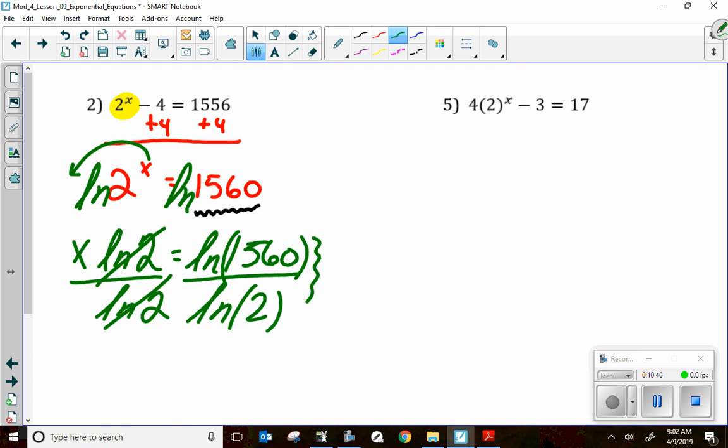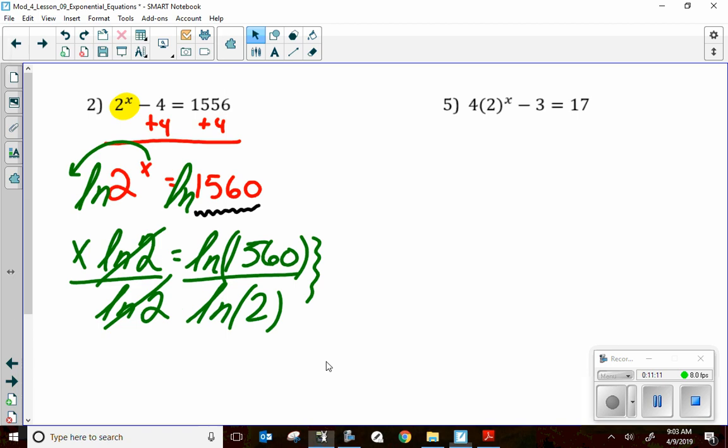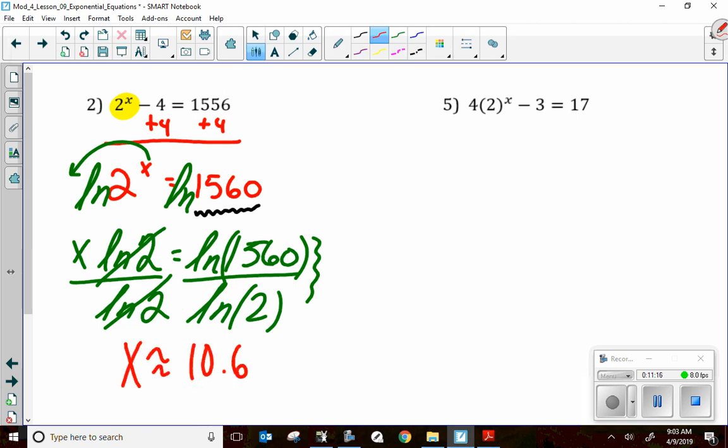So I'm going to put this in the calculator. Let's go. So it's 1560. I don't have to use the alpha y equals function. I just take the natural log of 1560, divide that. Ooh, my 5. Insert 5, don't forget it. Okay, and then take the natural log of 2. And my answer, if I round to 3 places, is 10.607. So that x is approximately 10.607.